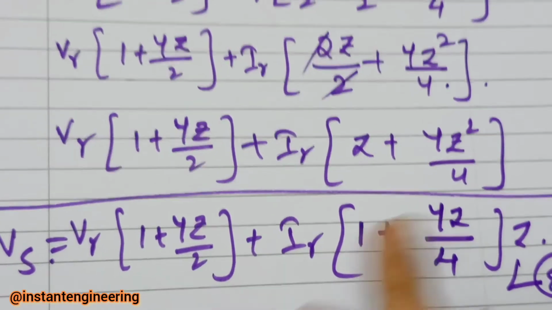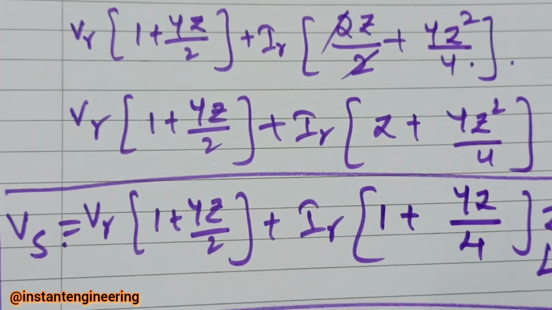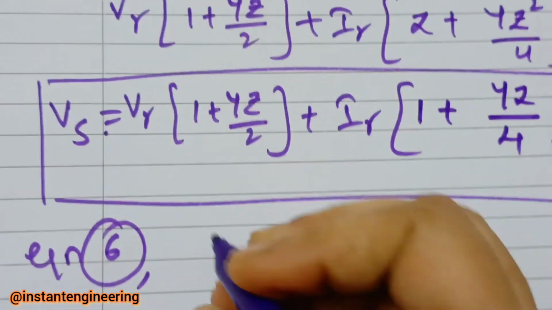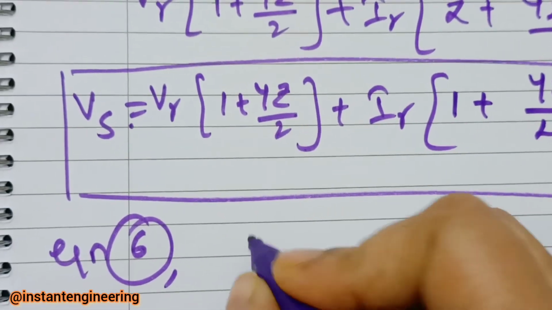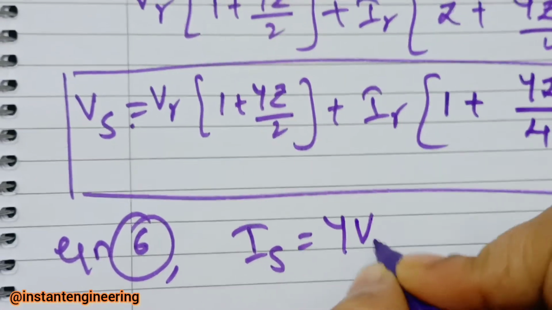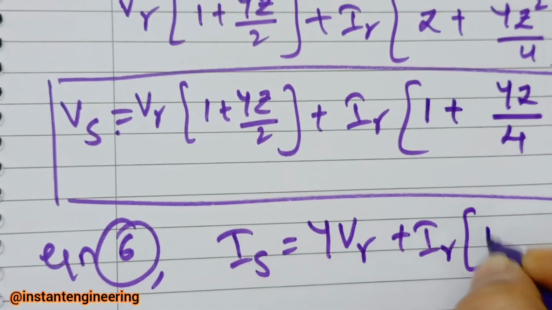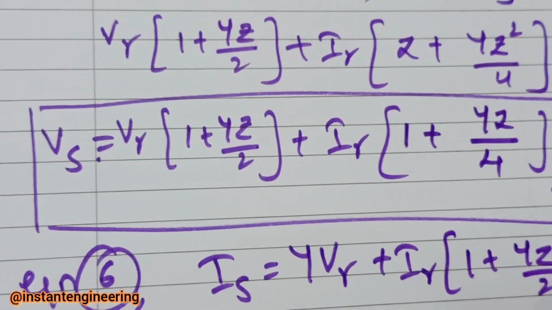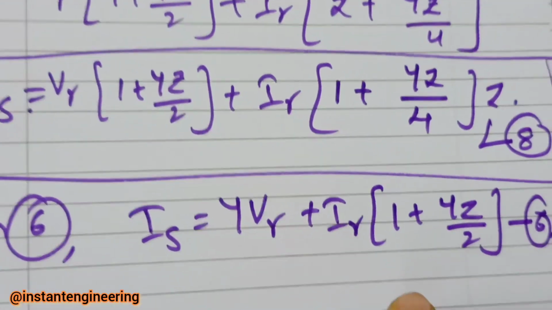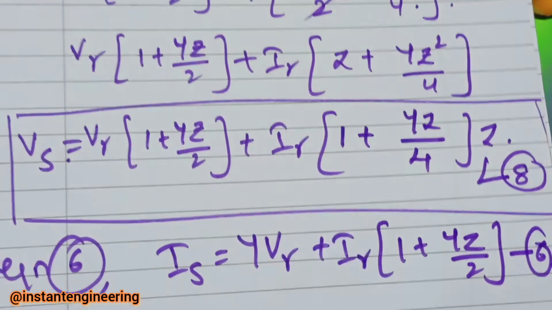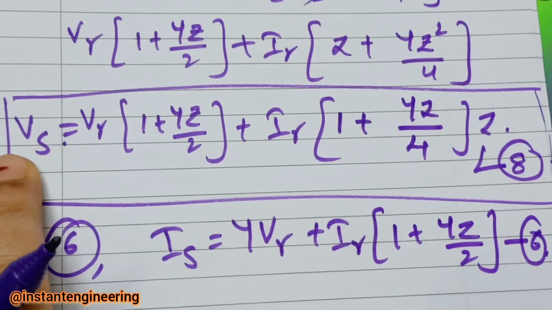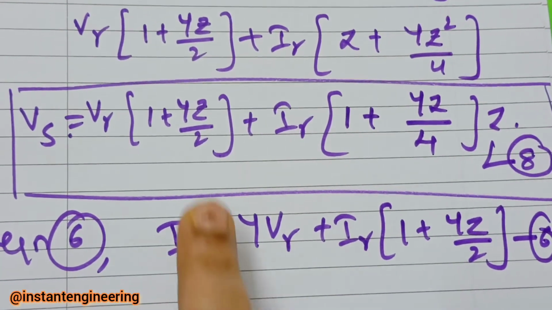Vs value. And equation 6, I'll write one more time. Equation 6, check back once again. That is Is is equal to YVR plus IR into 1 plus YZ by 2. This was equation 6. Check that. So from these two equations, you got Is and Vs values, that means sending voltage and sending current.